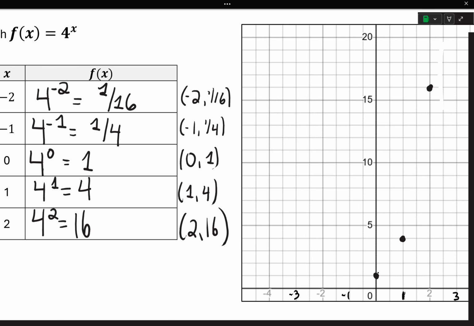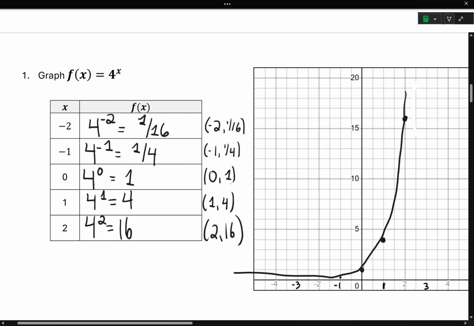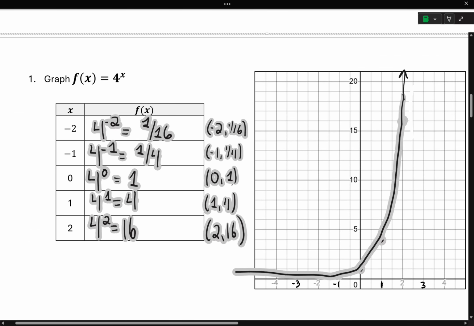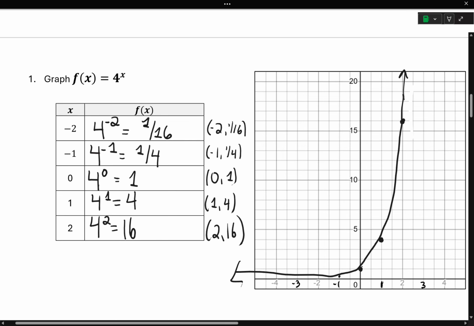I think I could guess where 1/4 is for negative 1, but that's as much as I'm going to do. All right, let's connect with a curve, and we flatten it out. Oh, that's ugly, but pretend it's being flattened out beautifully. There's our graph.